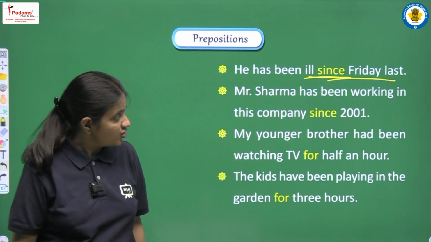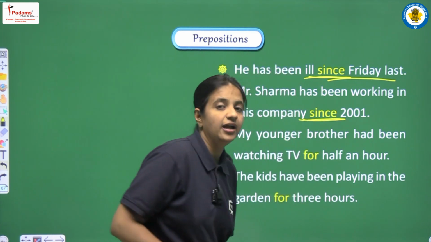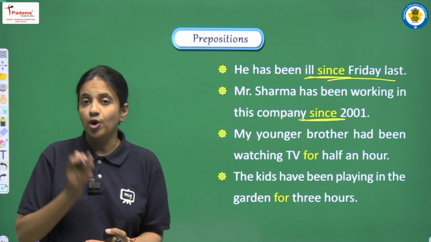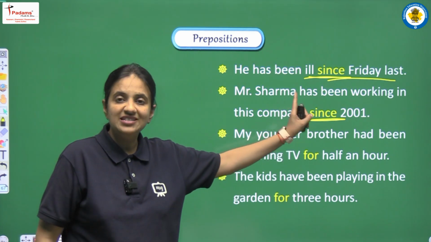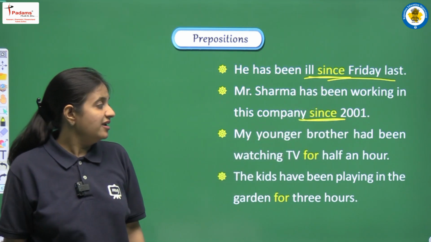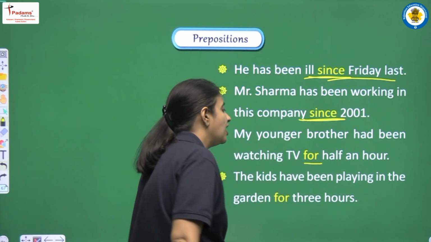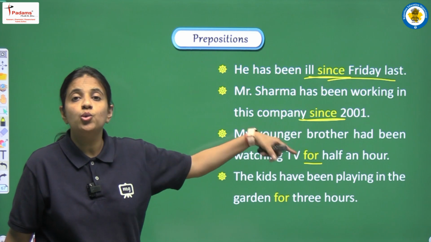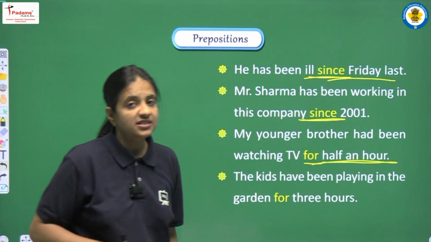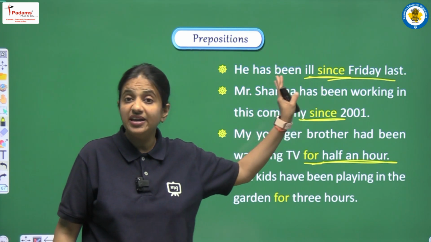Next, Mr. Sharma has been working in this company since 2001. Again 2001 is a particular time, a point of time, and yes, we are having since before this point of time. Next, my younger brother had been watching TV for half an hour. So here we are having for. Why? Because this time is not given to us as a point of time, but it is the period of time.